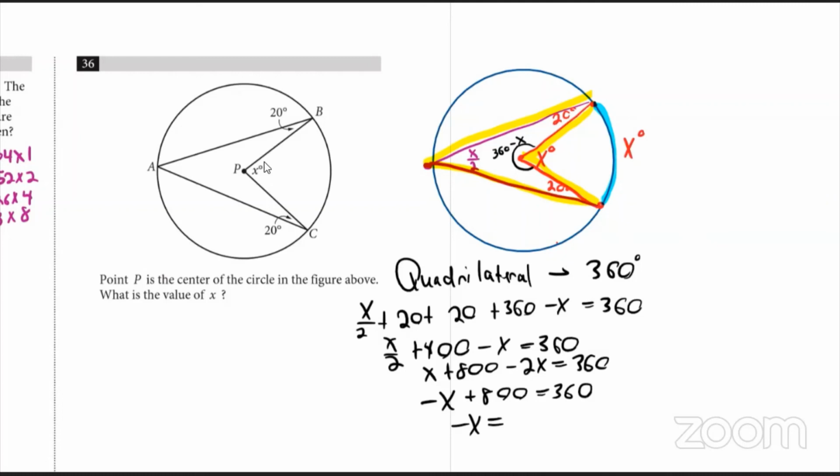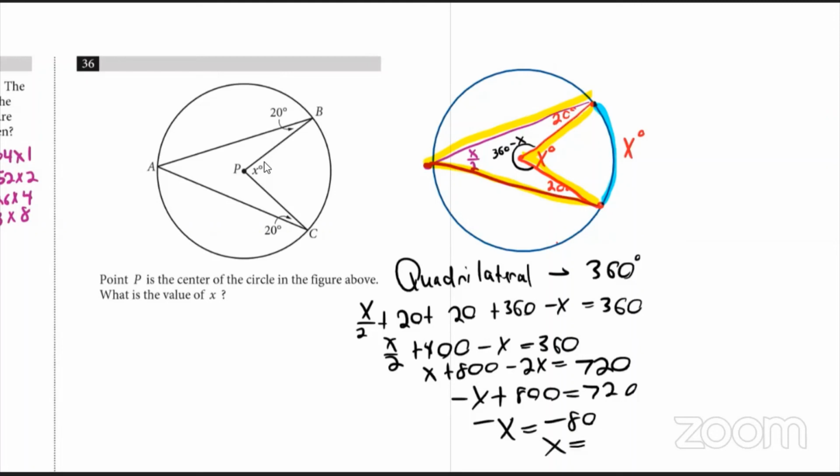And I actually see where my mistake was, because when we multiply both sides by 2, we needed to get 720 on both sides. So starting over at that stage, multiply both sides by 2: x plus 800 minus 2x equals 720. Apologies. Combine like terms. Take away 800 from both sides. And multiply both sides by negative 1. And x equals 80.